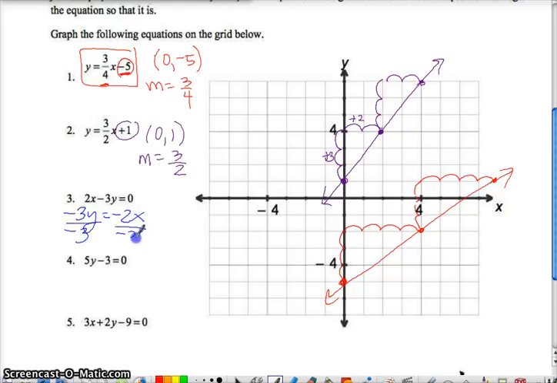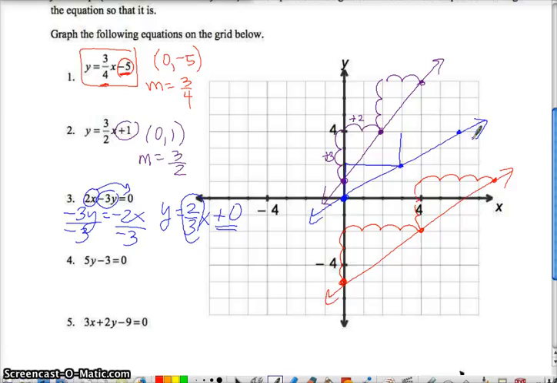Number 3, before I can do anything, I have to solve for y. I have to isolate y. So I'm going to move my 2x to the other side by subtracting 2x. So I bring down my negative 3y equals negative 2x, divide each side by negative 3, so y equals 2/3 x. Well, there isn't plus or minus anything. That means my y-intercept is 0, 0, and my slope is then positive 2/3. So I'm going to go up 2 to the right 3, up 2 to the right 3, and then I'm going to connect.